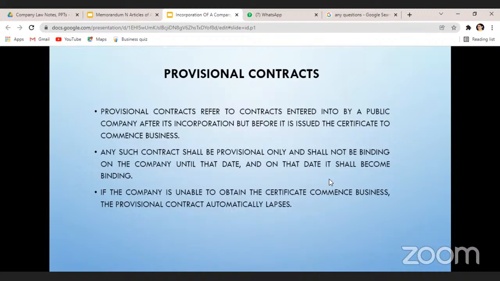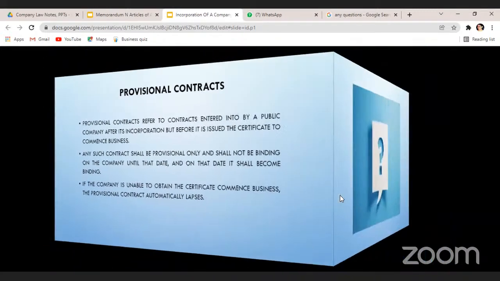We call them provisional contracts. The contracts, because public limited companies start their business after getting the commencement of business. Okay, they get two certificates. So after issuing the certificate of incorporation, before the issue of the commencement of business, whatever contracts are entered by the public companies, those we call the provisional contracts. In case of these provisional contracts, again, the company is not bound and these are void till they get a commencement of business. So if they don't get the commencement of business due to any reasons, all these provisional contracts automatically lapse.